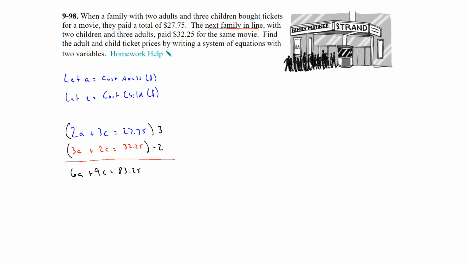So 3 times $27.75. And then the next one, negative 2 times 3a, so that's negative 6a, minus 4c, and then this is equal to negative $64.50. All right, and now we can add these up. That eliminates the a. That'll give us 5c is equal to $18.75, and then divide by 5 to figure out how much it costs for a children's ticket.